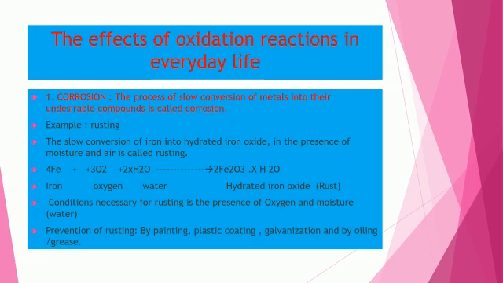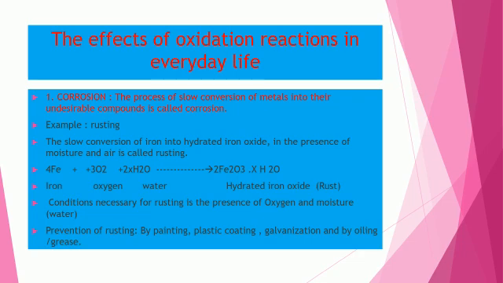Let us discuss the effects of oxidation reactions in everyday life. There are so many examples of oxidation reactions in our daily life. Number 1, corrosion. The process of slow conversion of metals into their undesirable compounds is called corrosion. Rusting is the most common example of corrosion. The slow conversion of iron into hydrated iron oxide in the presence of moisture and air is called rusting.